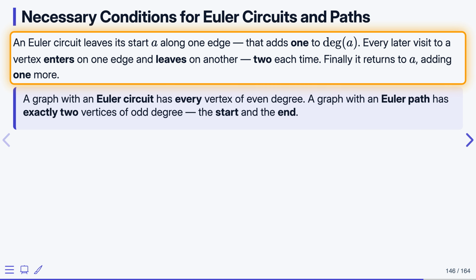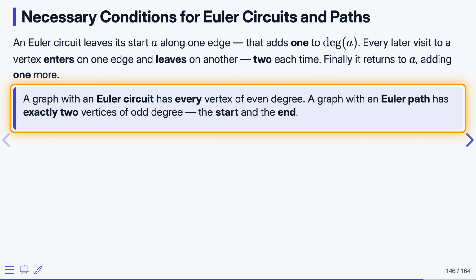Let's see why the degrees must come out even. Think about an Euler circuit. It starts at a vertex A. The very first step leaves along one edge, and that uses one edge end at A. Now think about any other vertex on the way. Each time the walk reaches it, the walk comes in on one edge and goes out on another. So it uses 2 edge ends per visit, and 2 is even. Finally, the walk comes back to A and stops, using one more end at A.